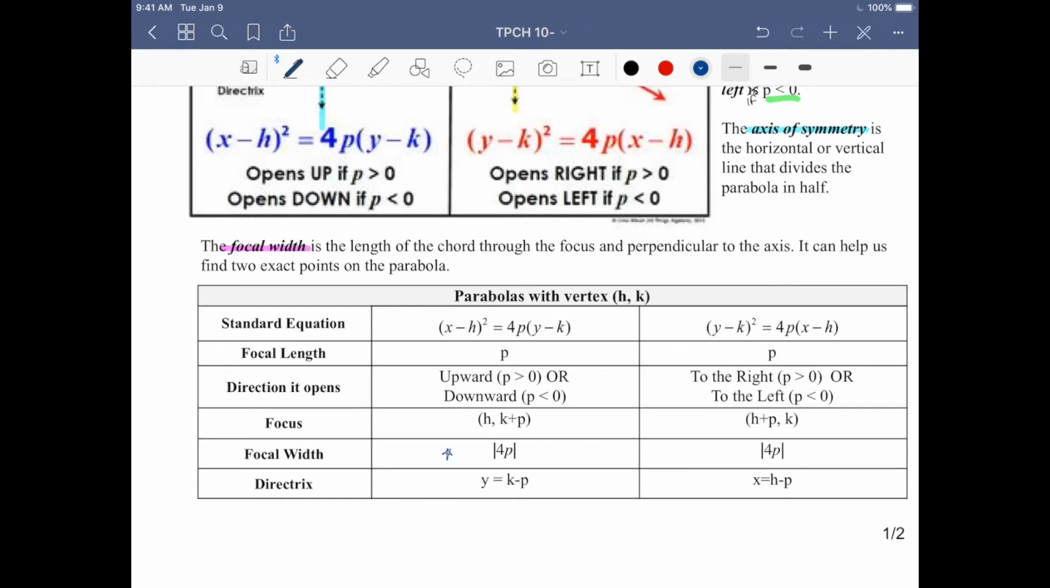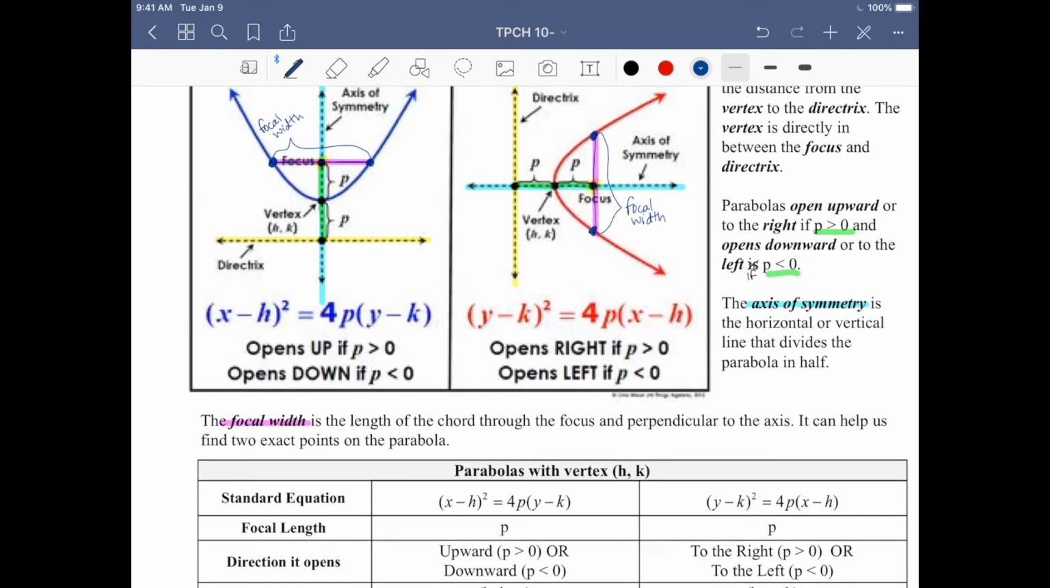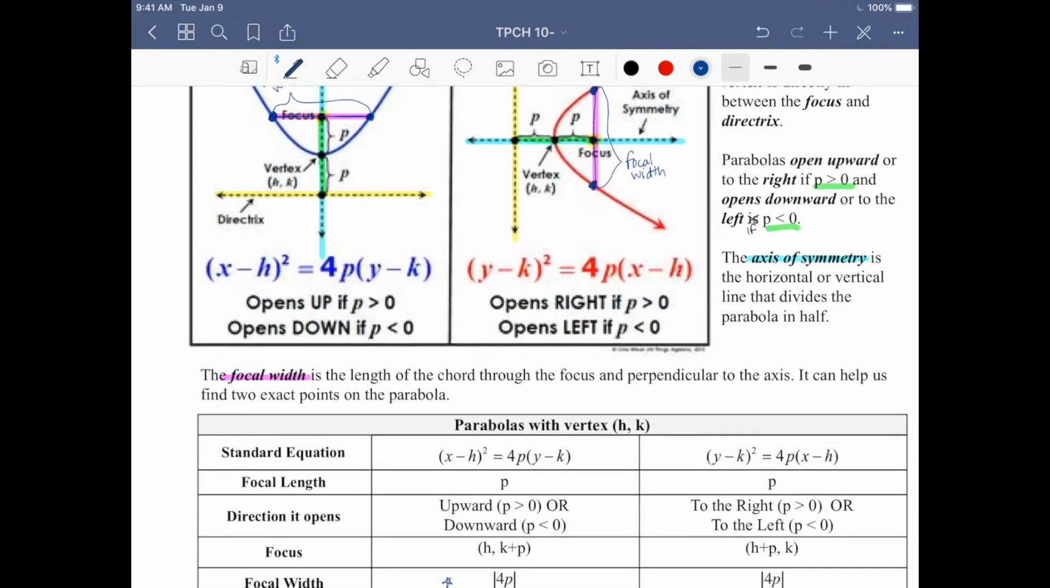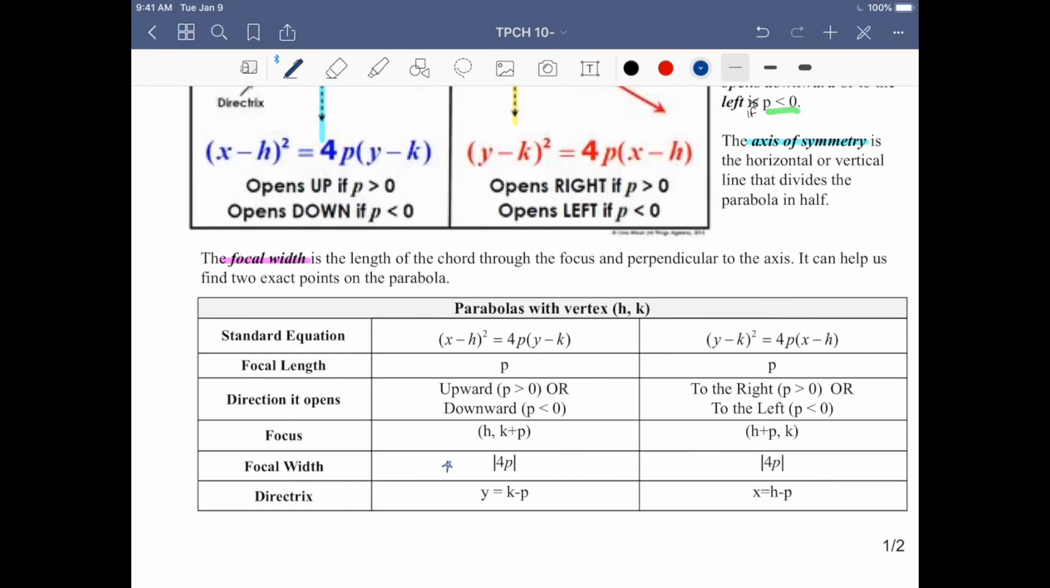And you can determine that by looking at your directrix and the focus. If the focus is above the directrix, then your parabola should be facing up. If your focus is below the directrix, then your parabola should be facing down. If your focus is to the right of the directrix, then your parabola is facing right. And if your focus is to the left of the directrix, then your parabola is facing left. So you can figure out whether or not P is positive or negative from that.